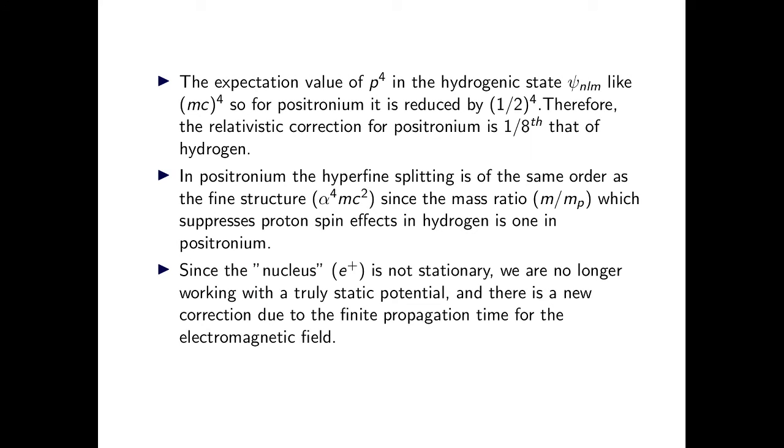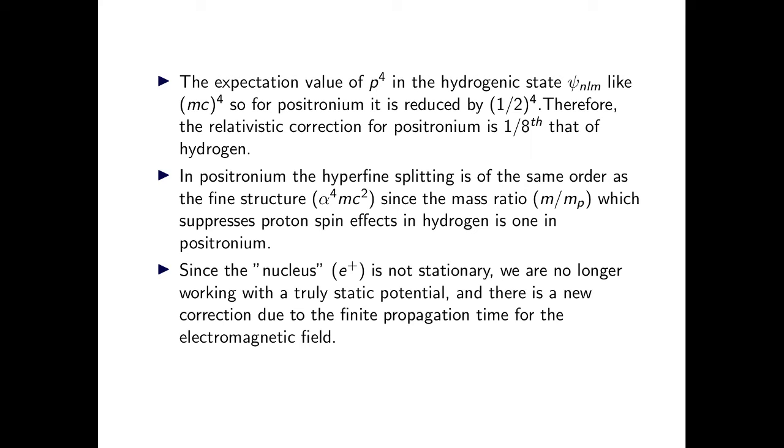Yeah. The expectation value of p to the power of 4 in the hydrogenic state would be mc the whole to the power of 4. Basically, the wave function is given by that. And considering everything becomes halved for a positronium due to the mass, it would be reduced by 1 by 2 to the power of 4, and therefore the relativistic correction would be 1/8 that of hydrogen. So yeah, it's nothing complicated here. Comparatively simple. It's just arithmetic.